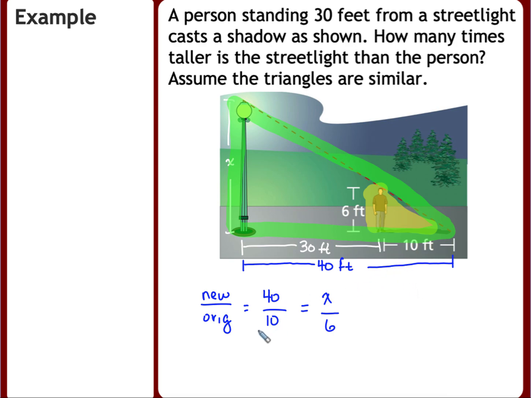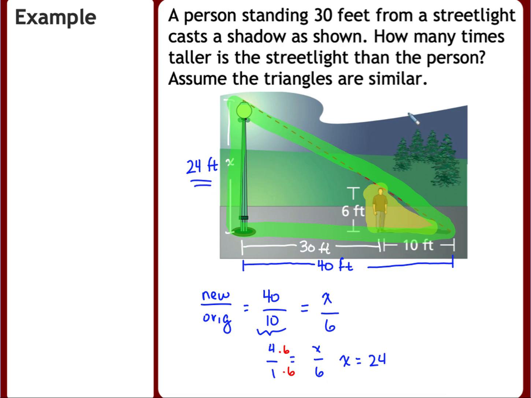All right, so again, cross products, whatever you want. You can see that 40 over 10 is 4 over 1 equals x over 6. So then just scale up by 6. And we see that x is equal to 24. So we know that the height of this is 24 feet.